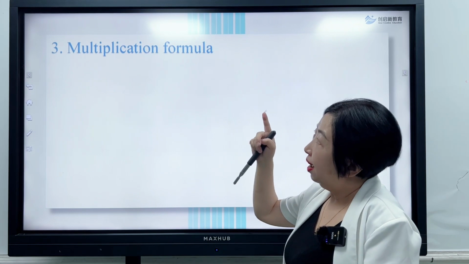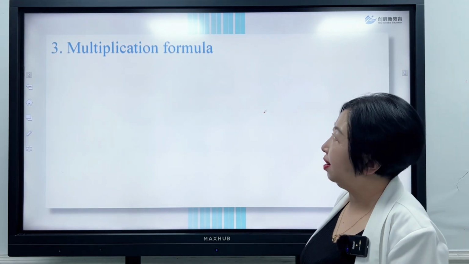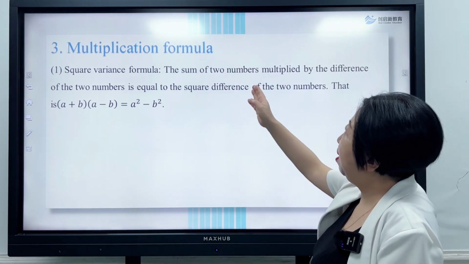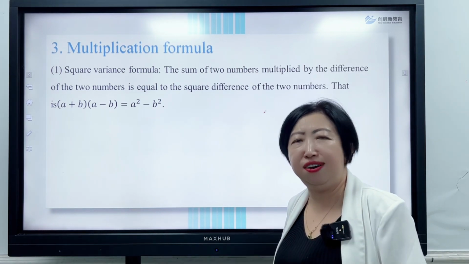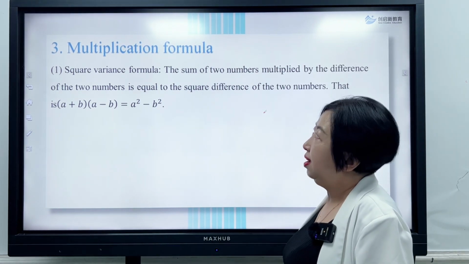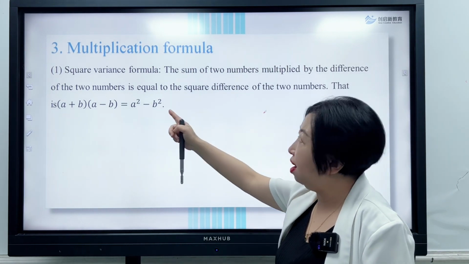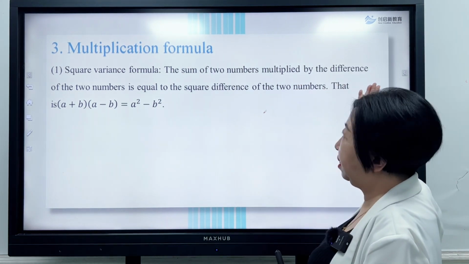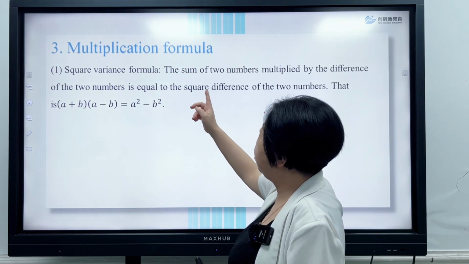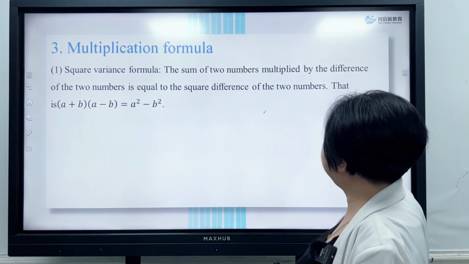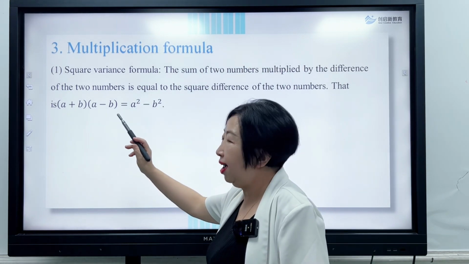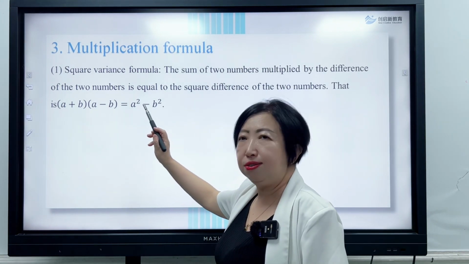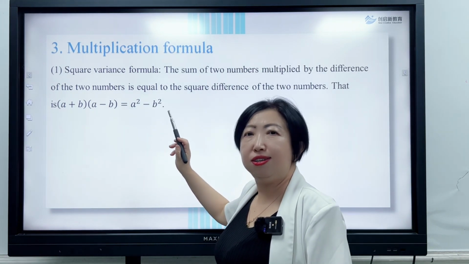Let's go on. Multiplication formula. The square difference formula. This is a basic but very, very important formula. The sum of two numbers multiplied by the difference of the numbers is equal to the difference of the squares of the two numbers. That is, the sum of a and b times the difference of a and b equals the square of a minus the square of b.